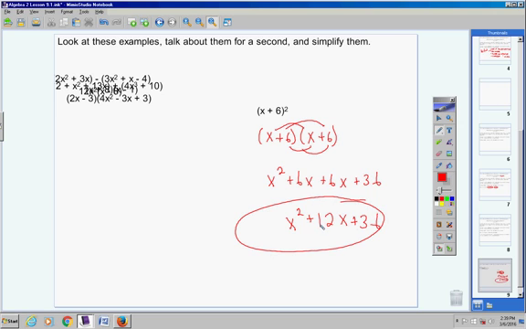Written in standard form. I would really like all of your answers written in standard form, guys. But I'm trying to teach you the right way to do this, okay?